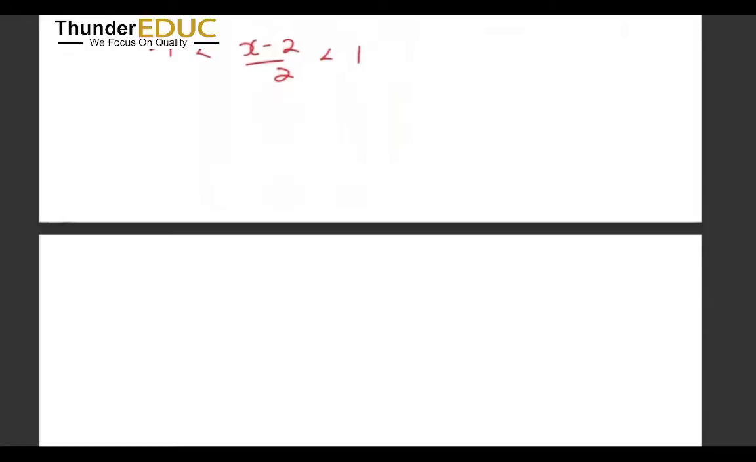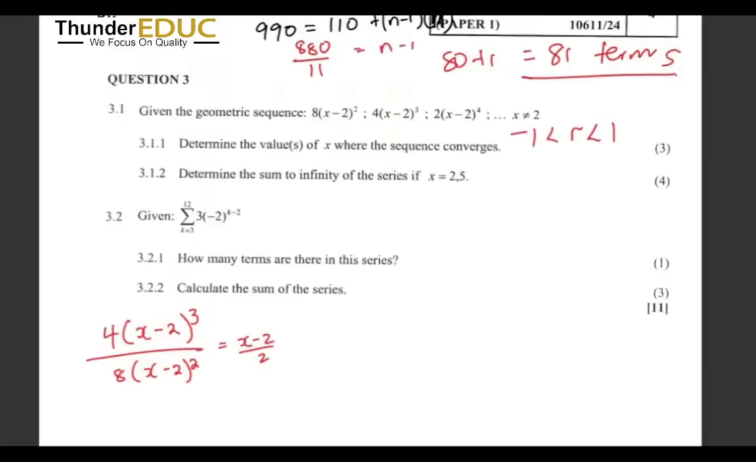Start by multiplying through by 2. That's going to give us negative 2 less than x minus 2 less than 2. Let's transpose the 2 on either side. When this 2 goes that side, I'll be left with 0 less than x less than 4. So those are the values of x for which that sequence is going to converge.